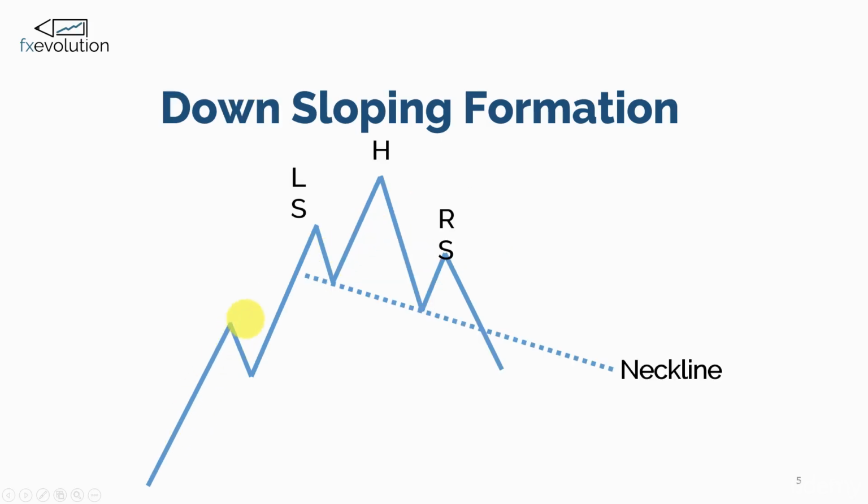So here's a downward sloping formation. We can see here price is increasing: left shoulder, head, right shoulder, draw the neckline. At about this point, we can correctly analyze it and be looking for profiting from it selling off.